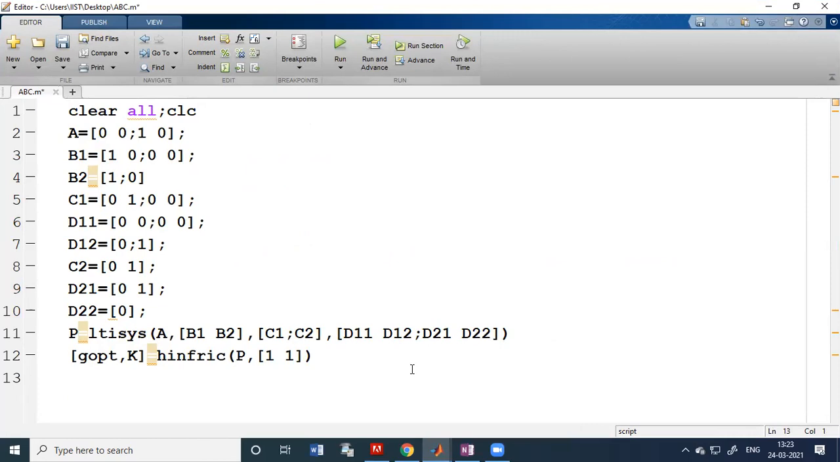Again, that's the command. Any variable name you can give. I will write AK to indicate that it is the A matrix for the controller. Then BK, CK, DK equal to the command unpack, UNPCK. Then the input argument is K, that is capital K. Now let us see what is happening.